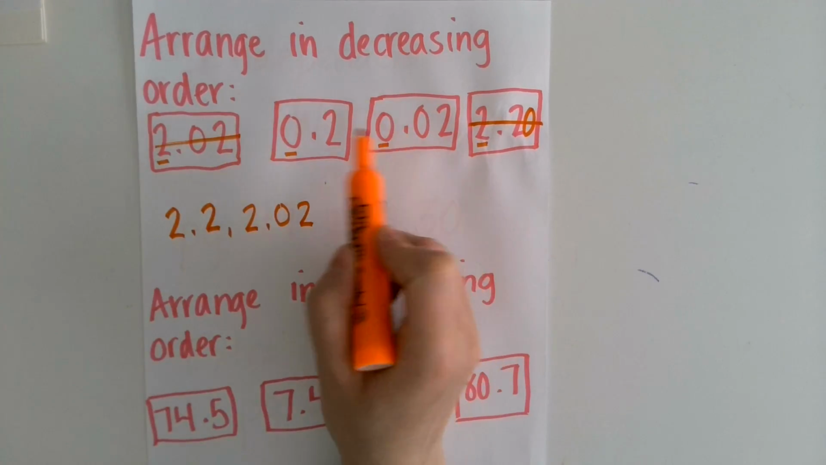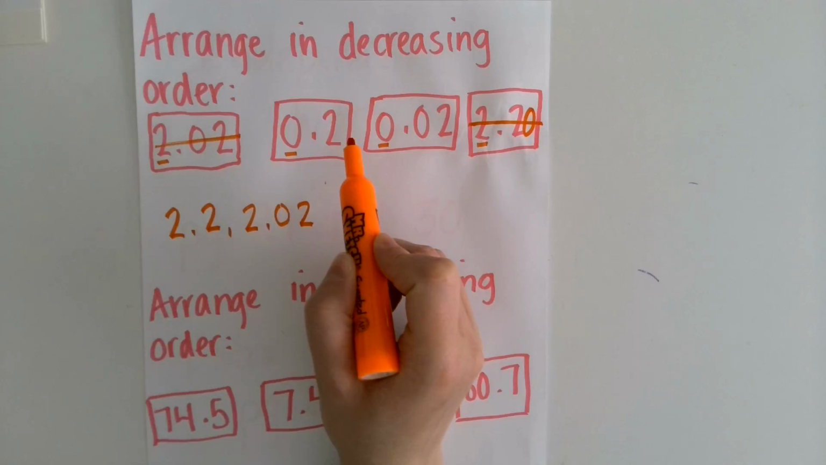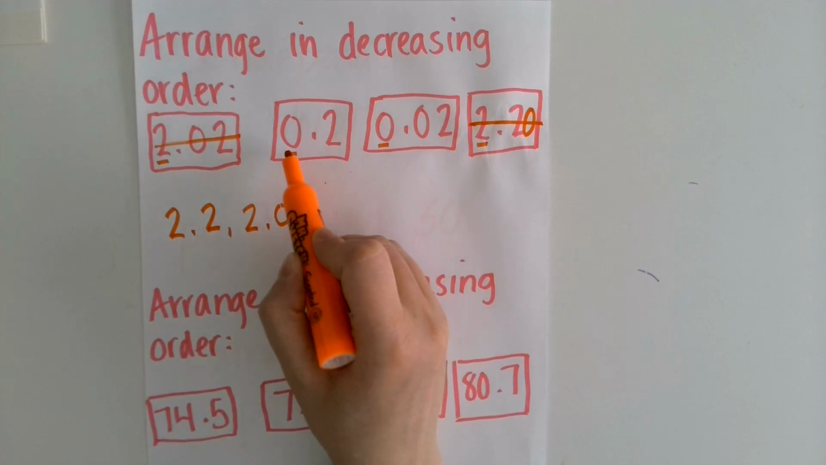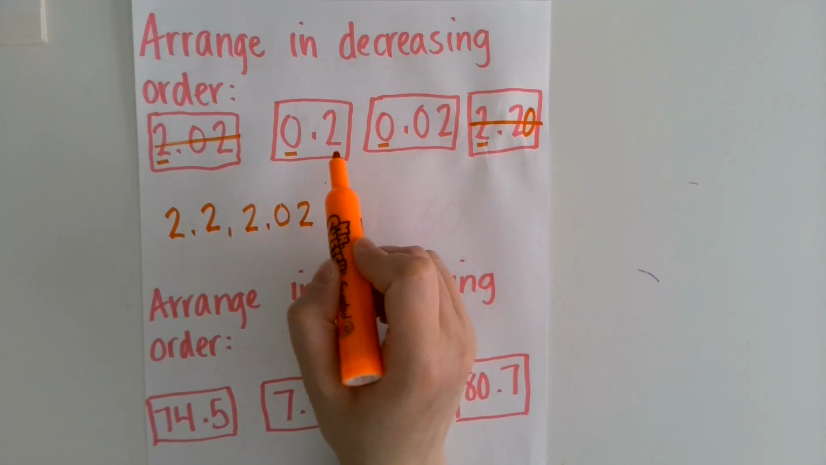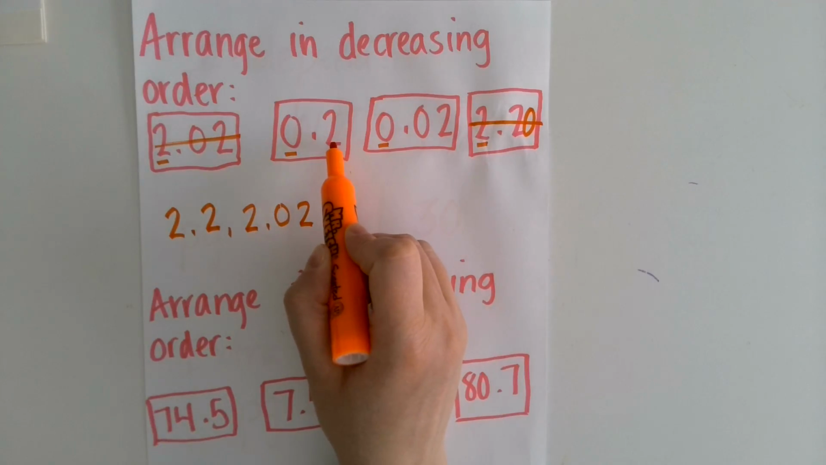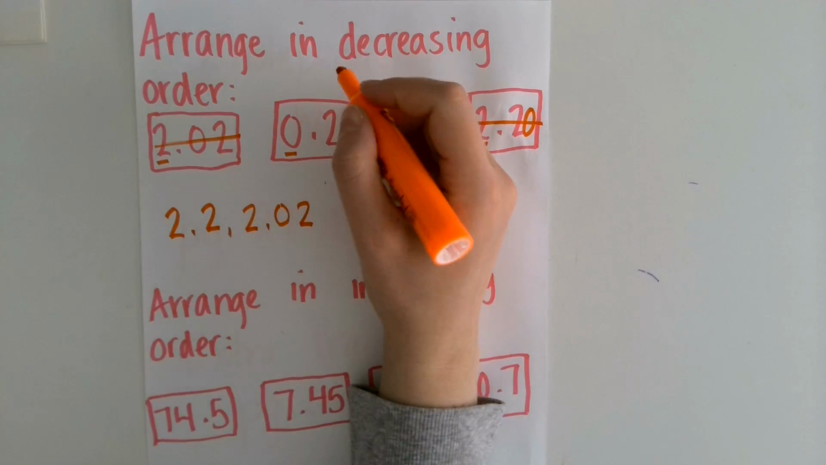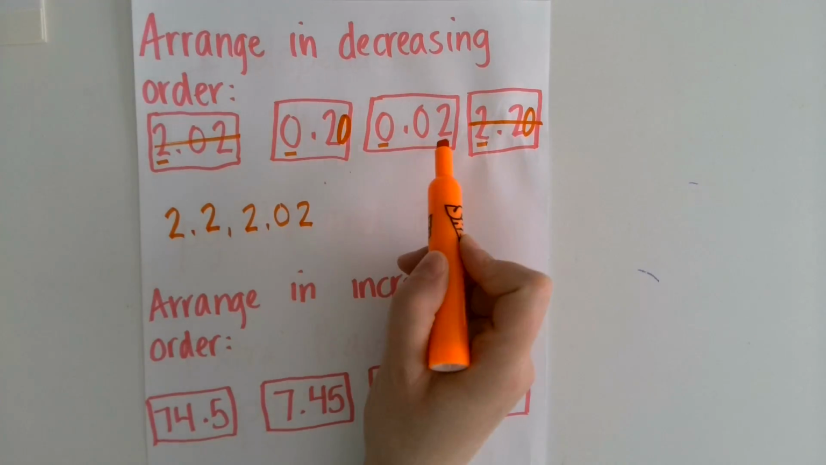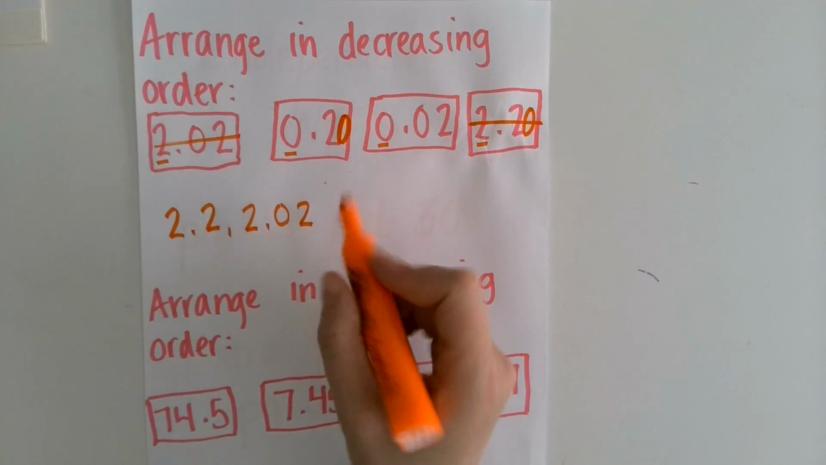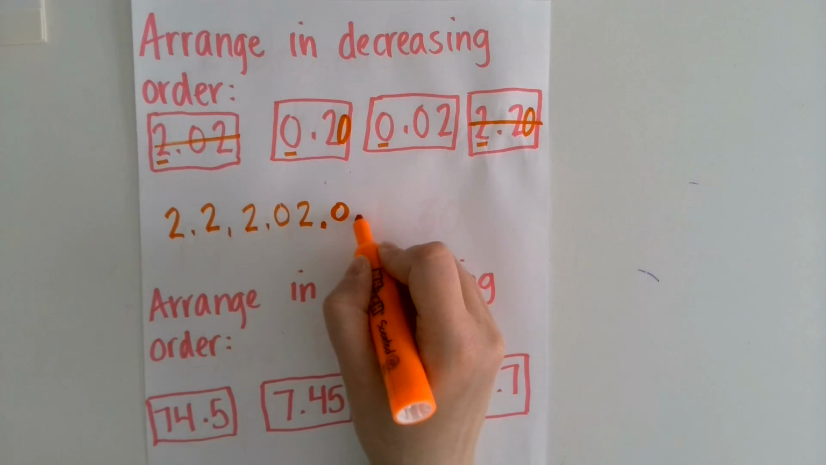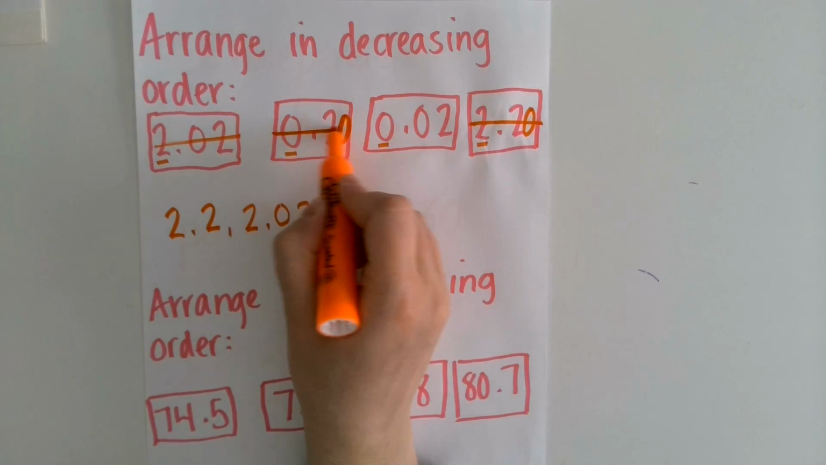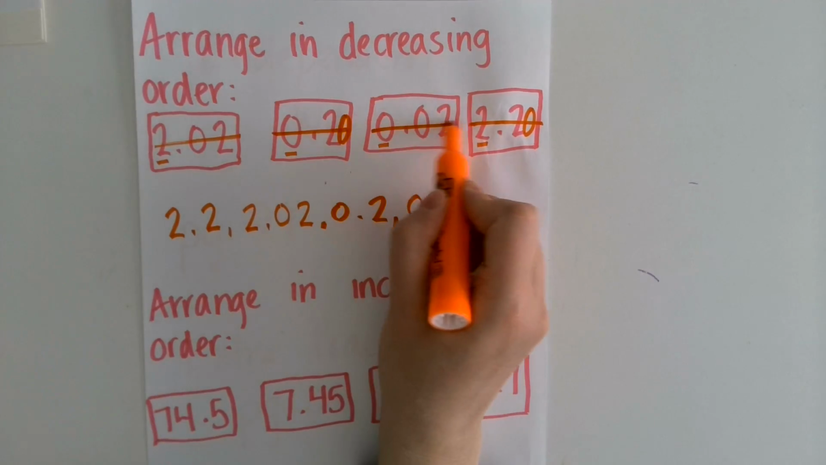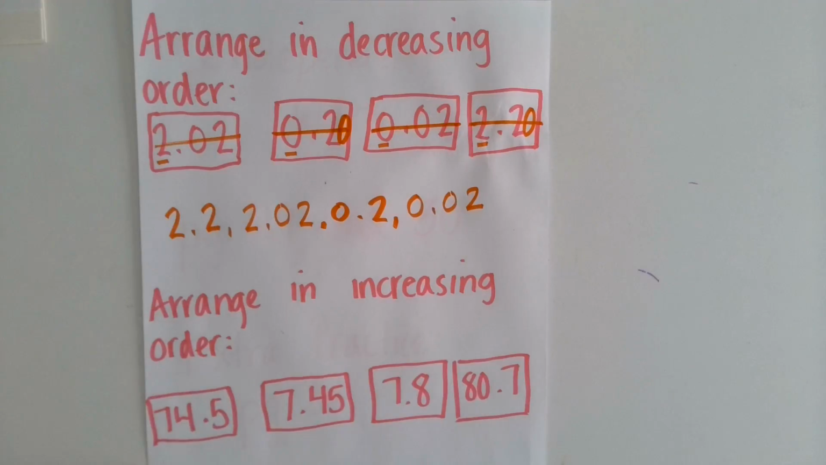And now I have these two, and I need to figure out between these two which one would come next in order, so which is the larger one. They both have 0 to start, and when I look past the decimal, I notice that this only has 1 place and this has 2. So I'm going to add that 0, and now I have 20/100ths and 2/100ths. So 20 is going to come first, and this one's going to come last. And now I have them in decreasing order.